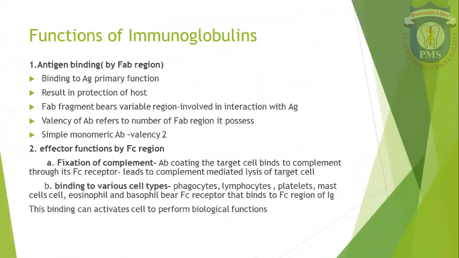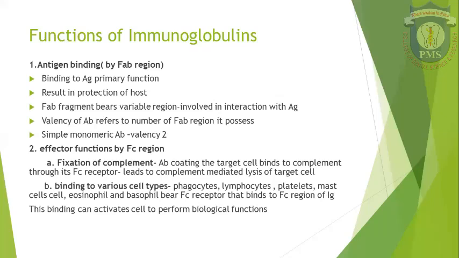Next, we will discuss the functions of immunoglobulins. So what are the functions of immunoglobulins? First function is antigen binding. The antigen binding function is carried out by the Fab region. Binding of antigen, that is the primary function, results in the protection of the host. The Fab fragment bears the variable region involved in the interaction with antigen that we discussed earlier. Valency of an antibody refers to the number of Fab regions, and for a simple monomeric antibody, the valency is 2.